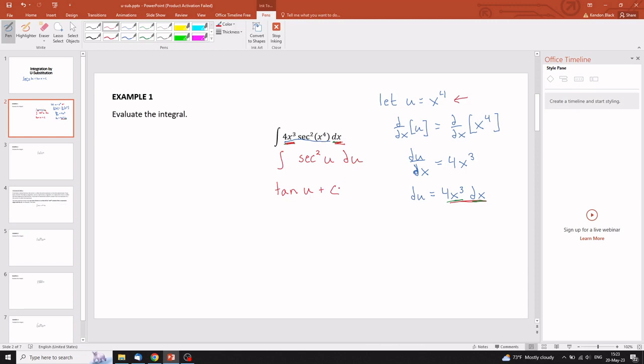Okay, now, our original problem was in terms of x, so we need our final solution to be in terms of x. So the last thing we do is we go back to our definition of u, and we're going to substitute x to the fourth back in for u. So final answer here is going to be tangent of x to the fourth plus c.